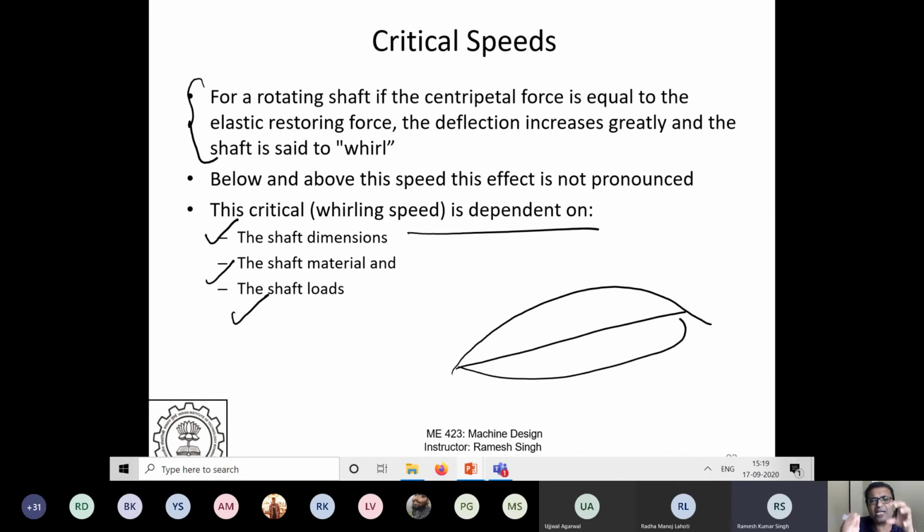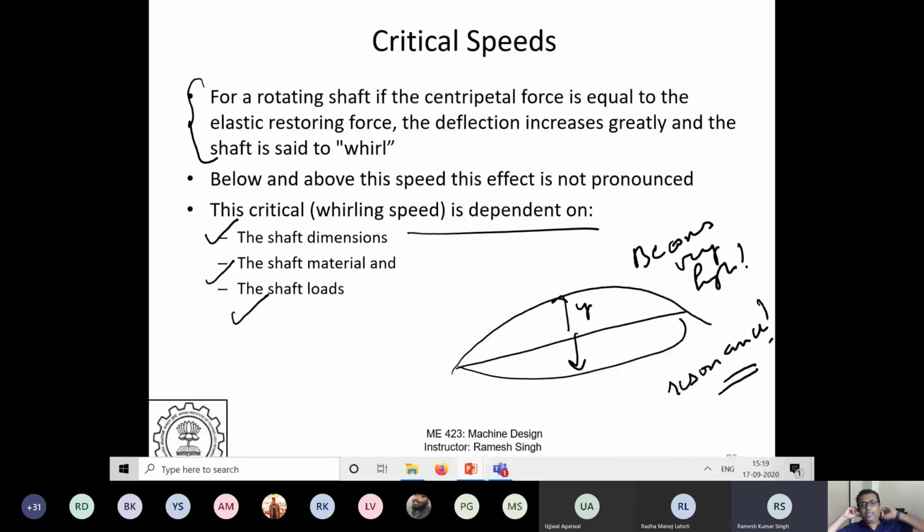So the moment you get to this kind of a speed, all of a sudden the amplitude of vibration becomes very, very high. And there can be resonance. Okay, this is where I'll stop, and then we will formulate a few things in the next class, and then we'll take it from there.